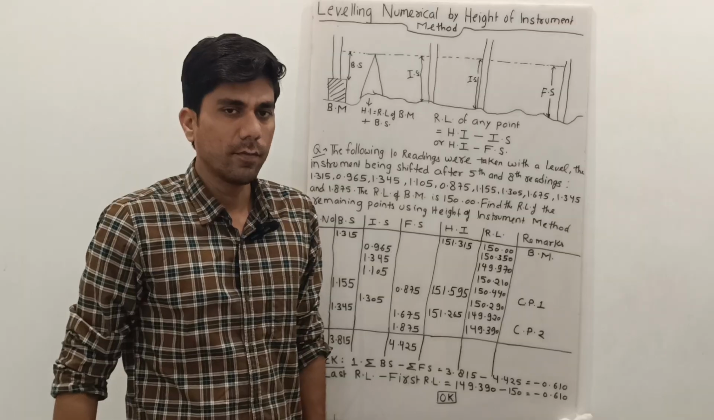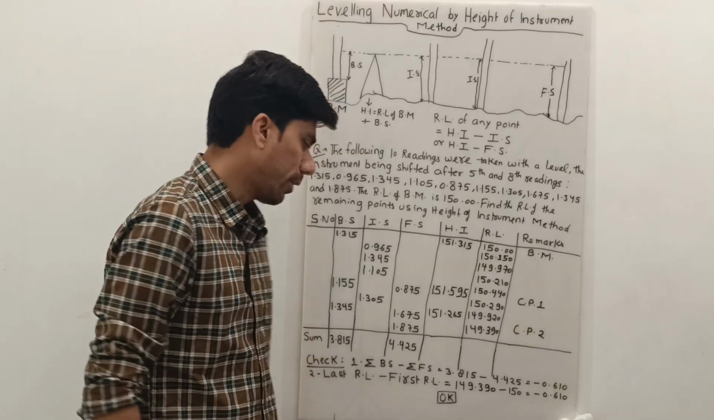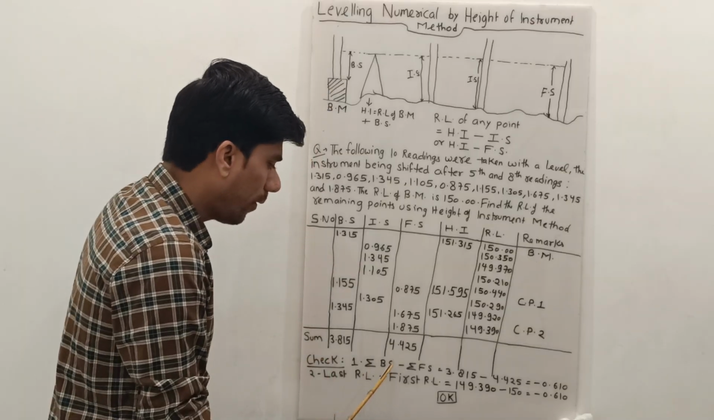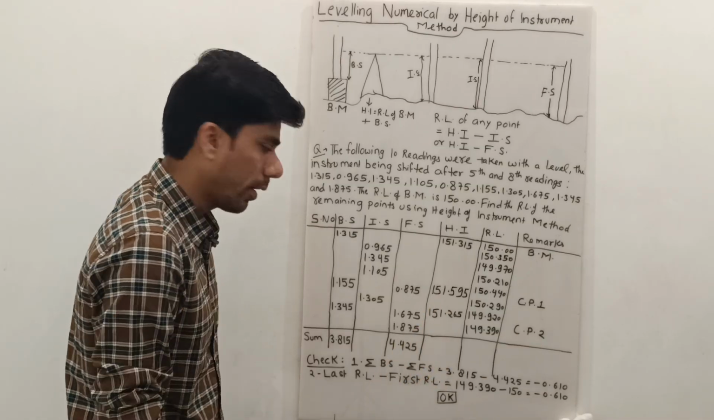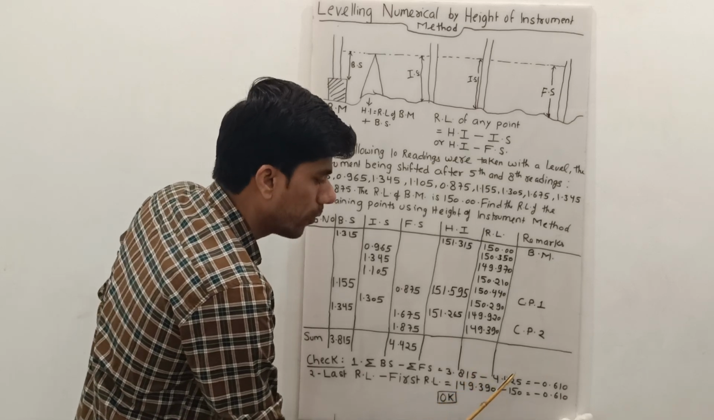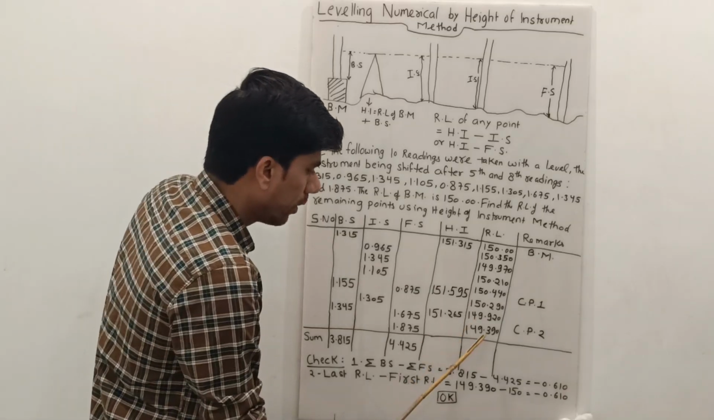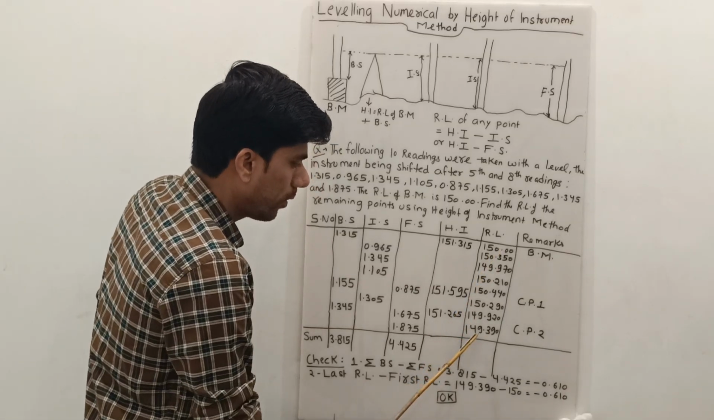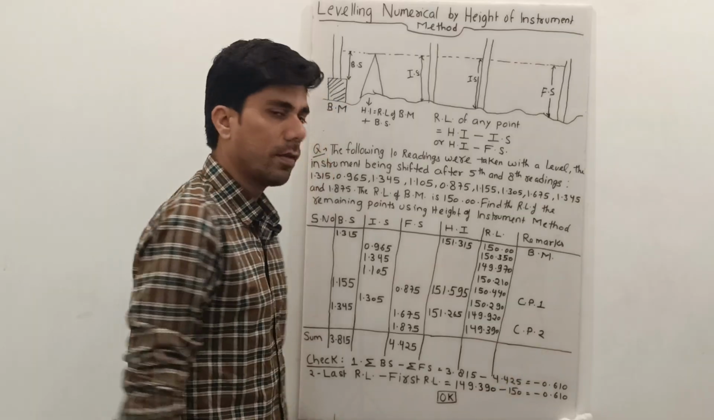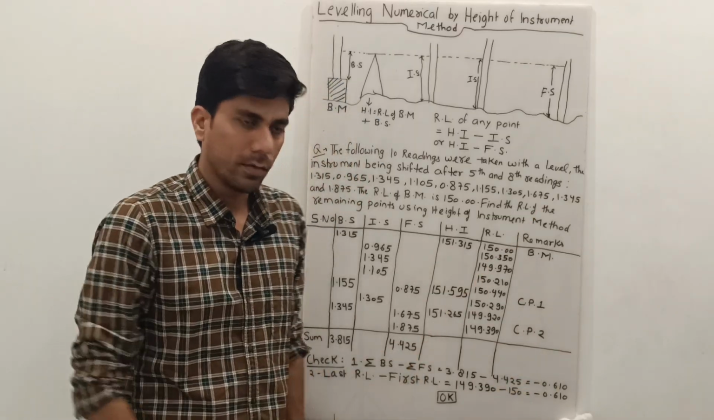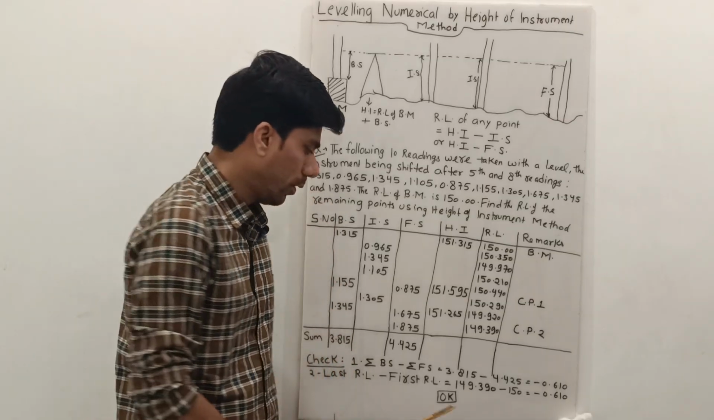As discussed in the rise and fall method, there were 3 checks in that method. In this height of instrument method, there are 2 checks that are employed. The first check is the sum of backsight minus the sum of foresight. For this particular numerical it came out as 3.815 minus 4.425 is equal to minus 0.610. In a similar manner, the last RL minus the first RL, 149.390 minus 150, again came out as minus 0.610. Since these two calculations are equal, that means that we have tabulated correctly and our numerical is okay.